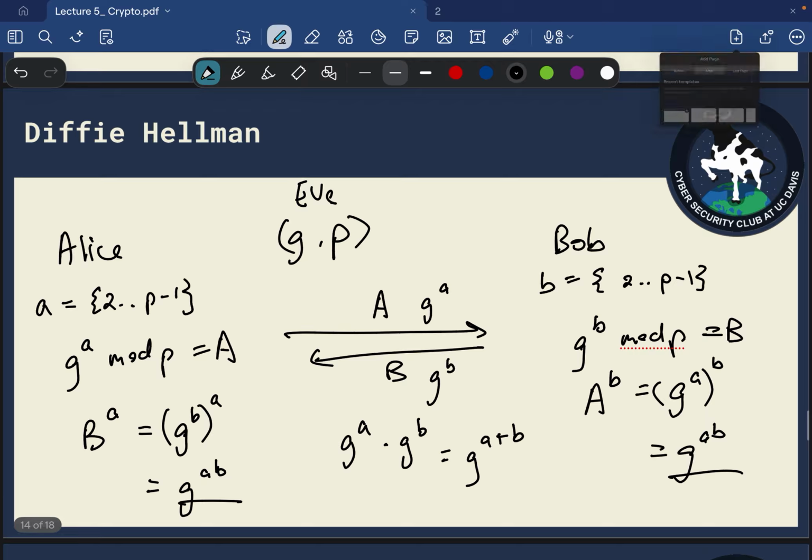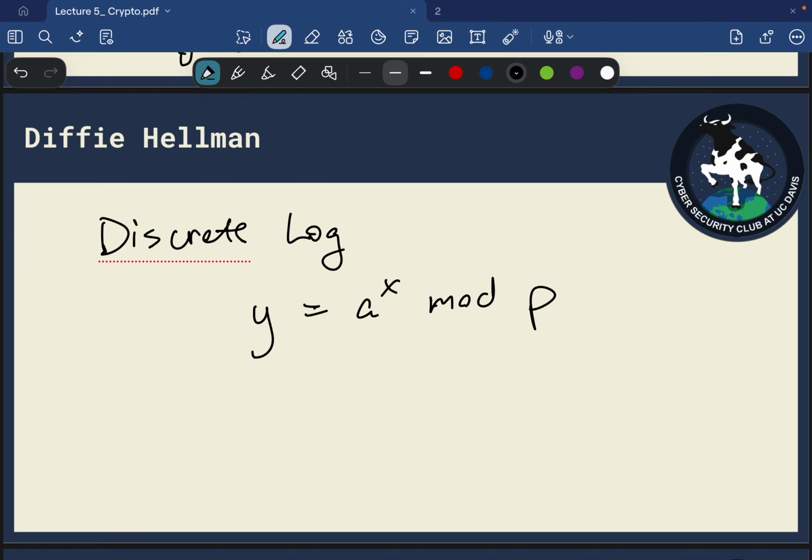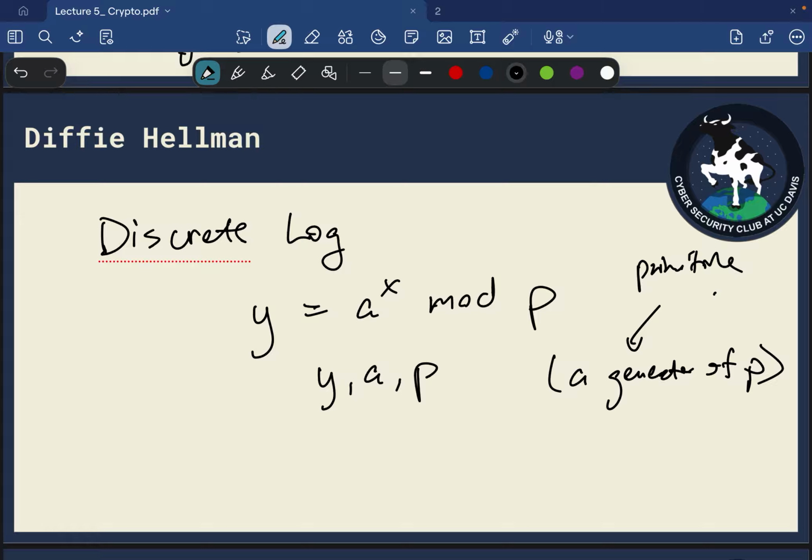So the security of this algorithm is known as the discrete logarithm. So this is the discrete log problem that says if I know some value y equals a to the x mod p, p being some prime number, and if I know the values y, a, and p, and a is a generator of p, so generator meaning primitive root in mathematical terms, there's no way of reversing this to x. And this is an unsolved mathematical problem. Name of it is, again, discrete logarithm. And as far as we know, this is not breakable.